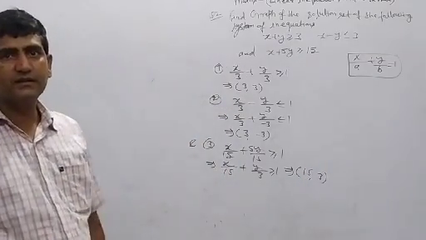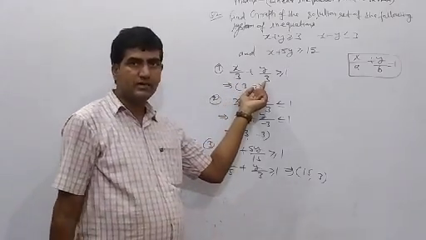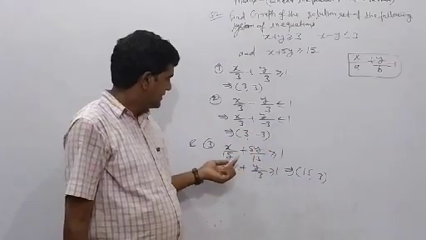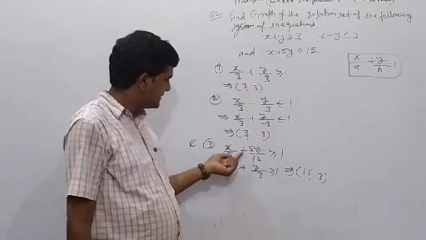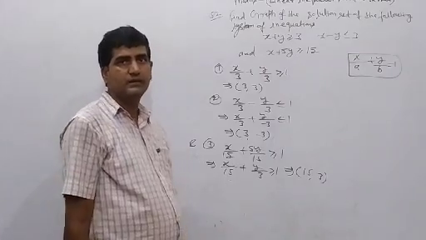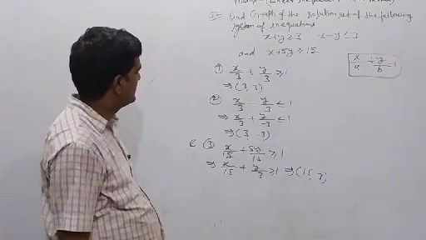Means what? 15 comma 3. Are you understanding? Very good. X is equal to 3, y is equal to 3. X is equal to 3, y is equal to minus 3. Here x is equal to 15 and y is equal to 3, means 15 comma 3. These are the coordinates of the points. Understood? Very good.